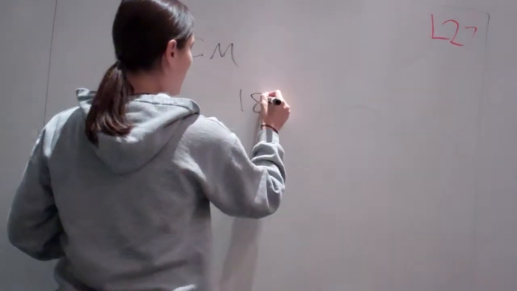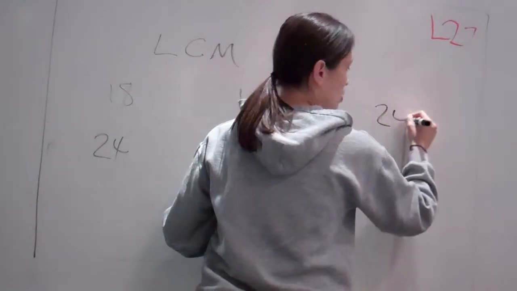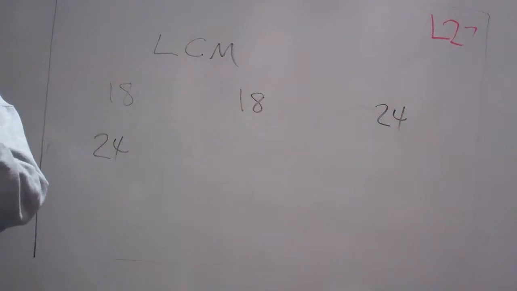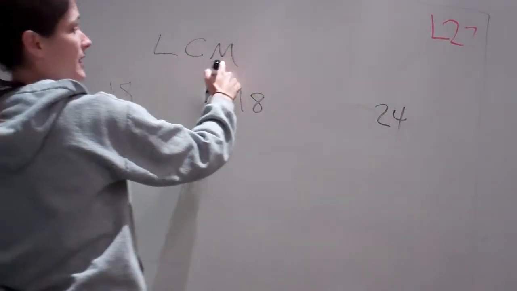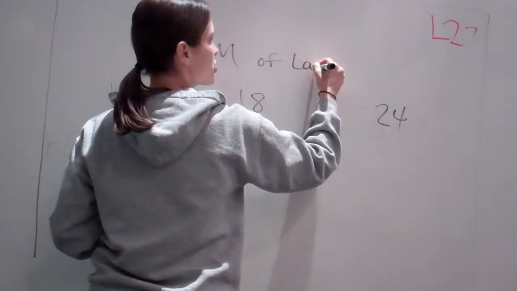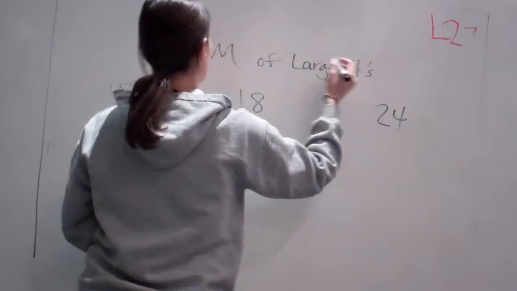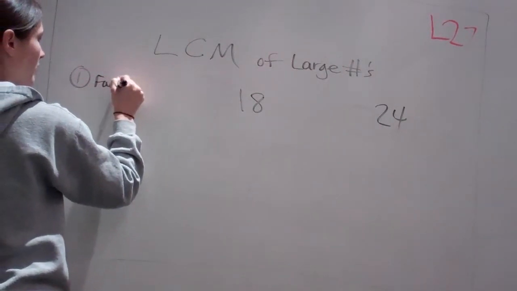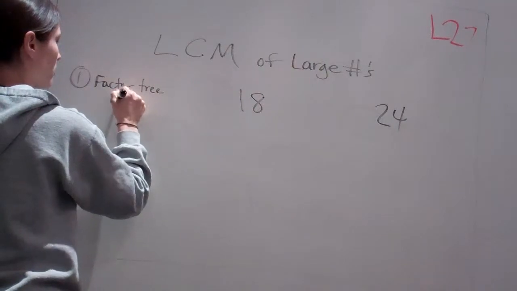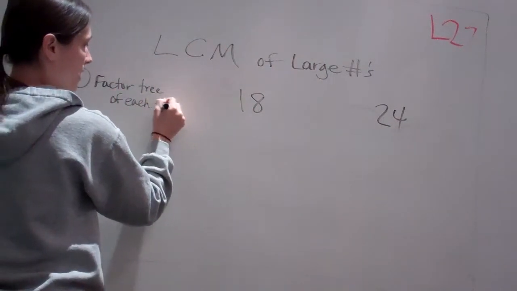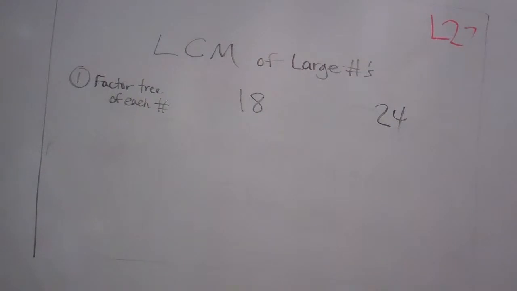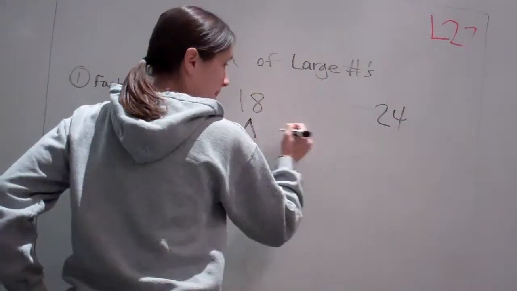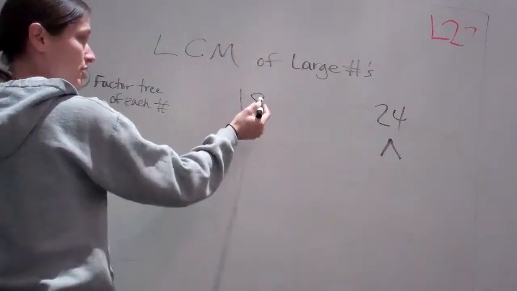Everybody remember how we found our prime factorizations? Everybody remember how we do the factor trees? That's what you're going to do at first. So when you're finding the least common multiple of large numbers, step number 1 is to do your factor tree of each number. Okay, or prime factor, the division by primes, whichever one you prefer. Okay, so let's do the factor tree of this one and this one. All right, what 2 numbers do you want to choose?